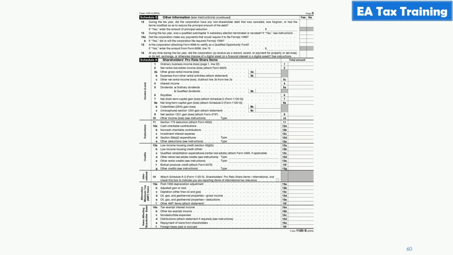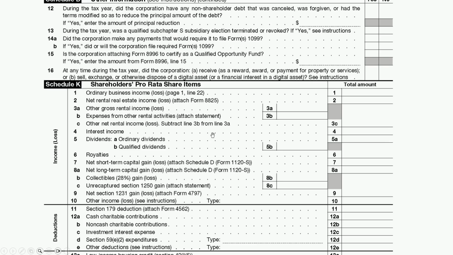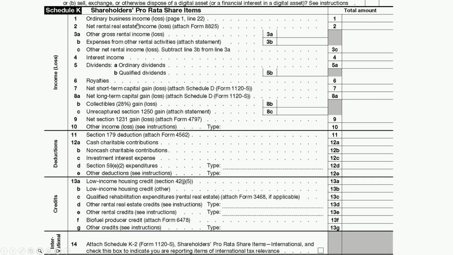And this is what the Schedule K looks like. So you can see their ordinary business income, again, is line 1. So that comes from page 1.